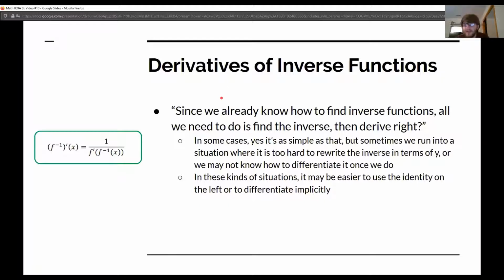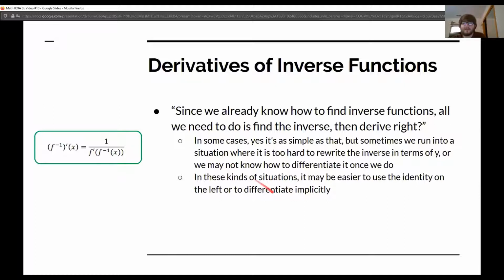But sometimes we run into cases where it's too hard to rewrite in terms of just f inverse of x on one side, all the x's on the other. So in that case, we might have to differentiate implicitly. Or if there's a case like sine inverse of x, we might not even know how to take the derivative of that at all, but we do know how to take the derivative of sine of x. So maybe taking the derivative of that and using some identities is more helpful there.